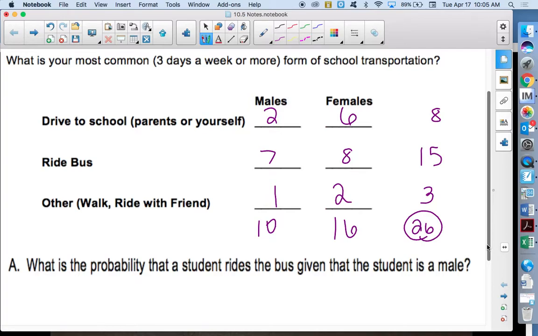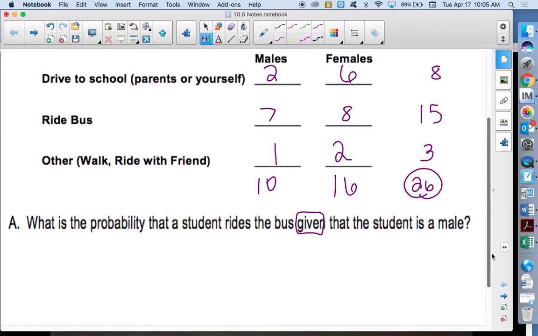So when you're looking at conditional probability, there's going to be a specific word that we look for. In the first question it says, what's the probability that a student rides the bus given that the student is a male? So the word given is a way to state a condition or a restriction. So how do you think we would need to use the charts in the data to try and answer this question, Virginia?